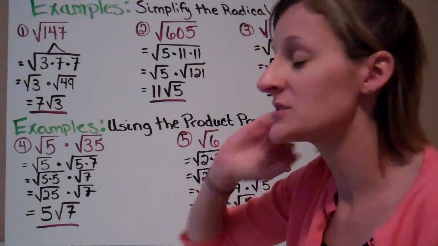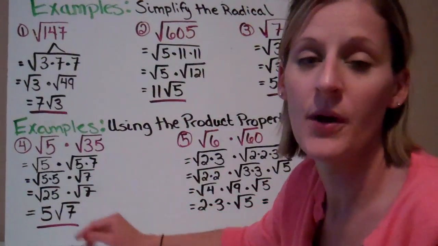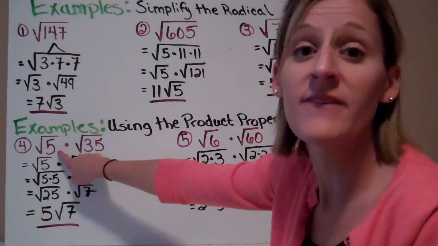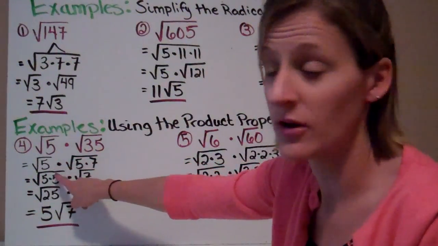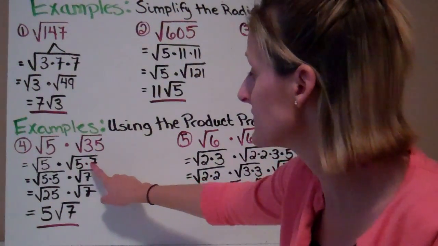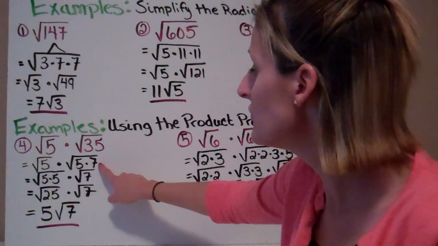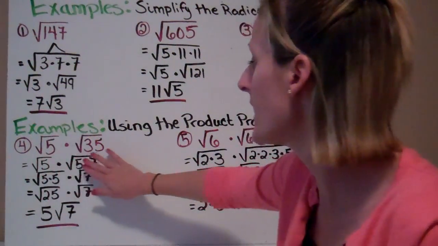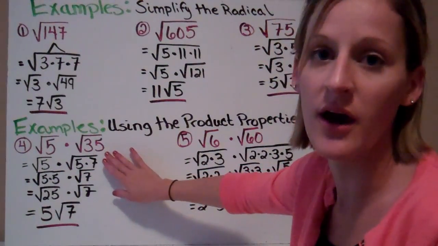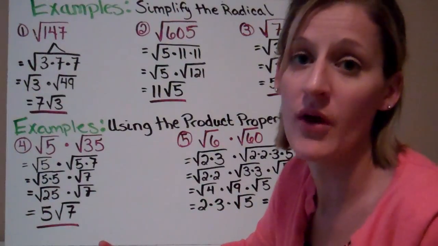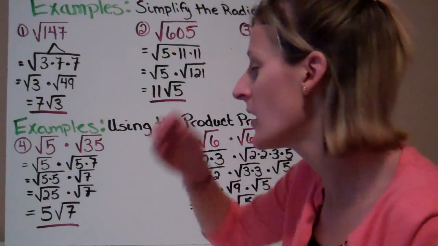Another way you can do, which I've showed you, is basically do the prime factorization of each number. So this square root of 5 is prime, so I'm done there. With 35, when I do the prime factorization, I get 5 times 7. Now if you notice, I can actually put all of that, 5 times the square root of 5 times 7, all of that can be put under one radical because we're multiplying it all.